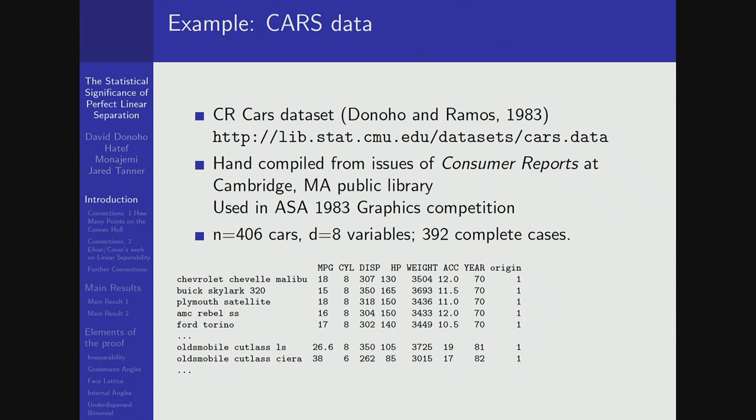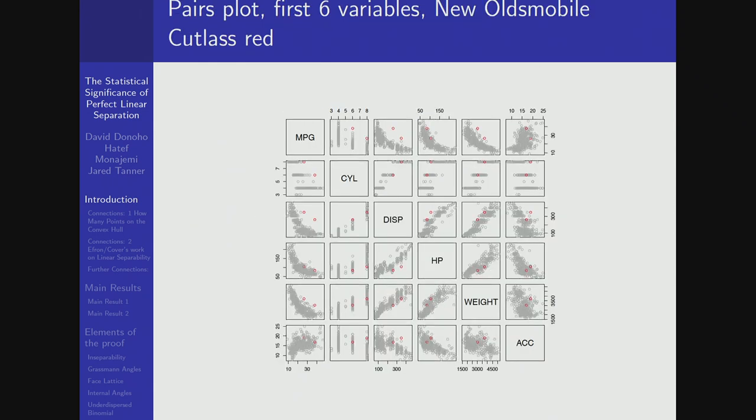And they made this very small data set. This is the land of small data. N is 406. There's 406 different kinds of cars. There's 8 things that you can record about them. We're not normally going to use all 8 because some of them, like origin, have very little variation. And we have 392 complete cases. I guess some of them have some missing information. Okay, so this is an idea of what this data looks like.